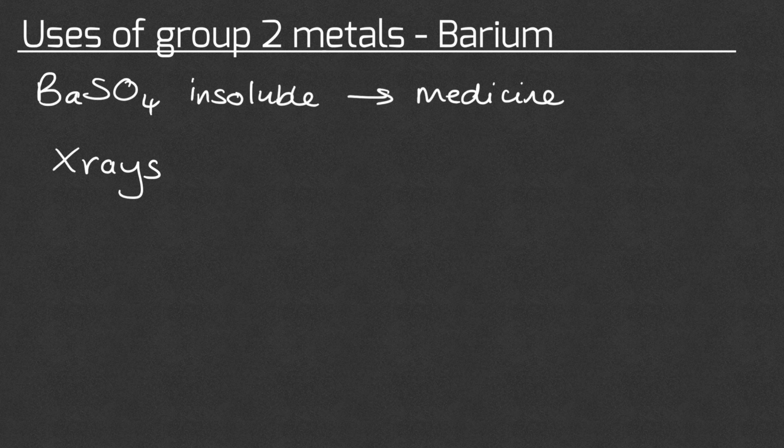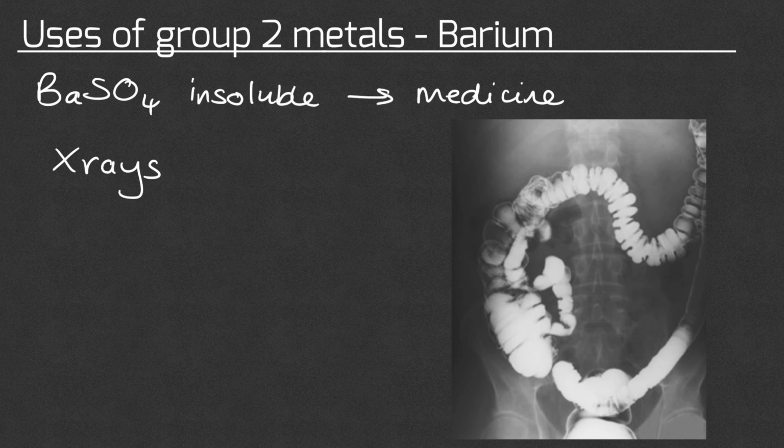As it goes through the digestive system, it coats the digestive system, and barium sulfate is opaque to X-rays. They can't pass through it. So this means the digestive system will show up on an X-ray. And here's an image showing that. So you can see how the digestive system, not normally visible on an X-ray, will show up if the patient has taken a barium meal, that barium sulfate suspension. It's coated the insides of the digestive system, therefore it shows up on an X-ray.